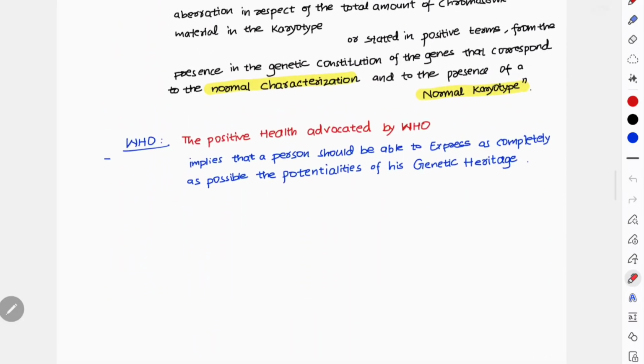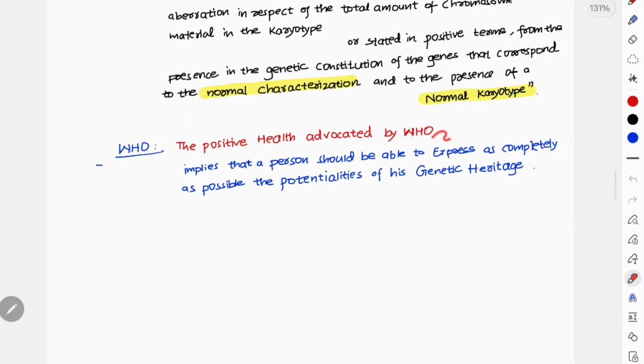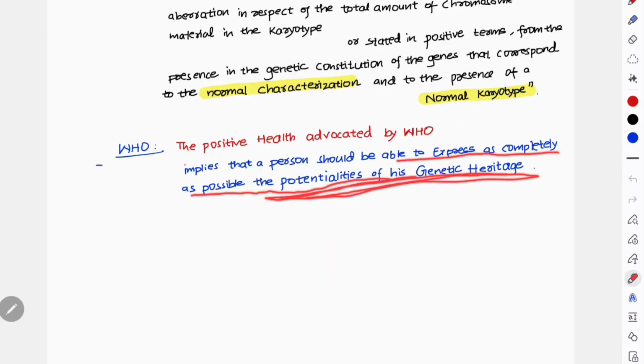So the positive health advocated by the WHO implies that a person should be able to express as completely as possible the potentialities of his genetic heritage, that is, the expression of the genes.